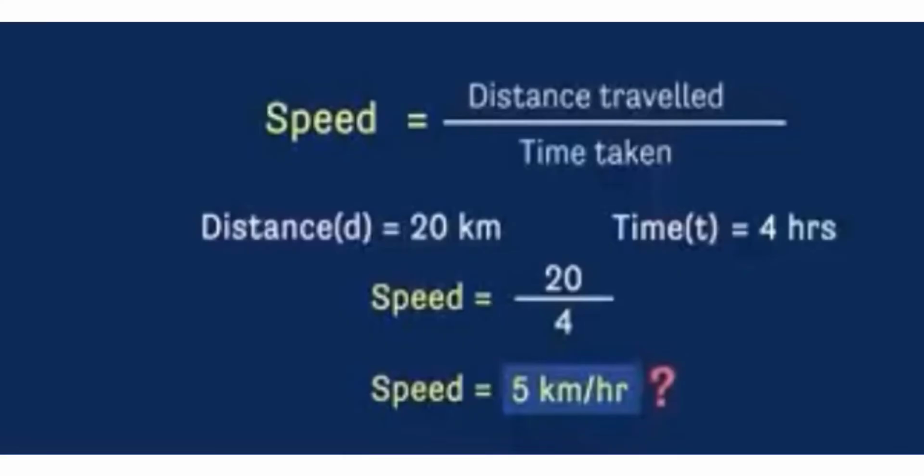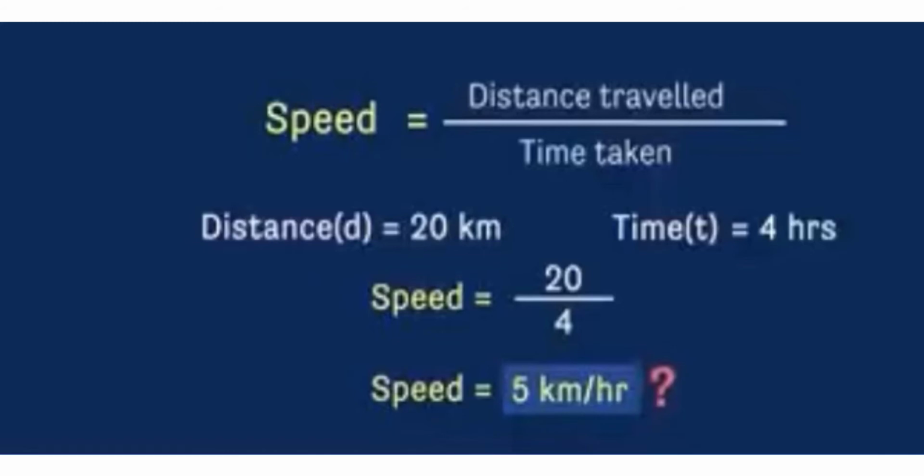Suppose that the distance traveled by a car in 4 hours is 20 km. So what will be its speed according to the formula? Speed is equal to distance traveled upon time taken, that is equal to 20 by 4, that is equal to 5 km per hour. Now what does this 5 km per hour mean? Does it mean that from starting till up to the end of 4 hours the car is traveling with 5 km per hour? Is it possible that from the starting only it will be having a speed of 5 km per hour? No, gradually its speed will increase.